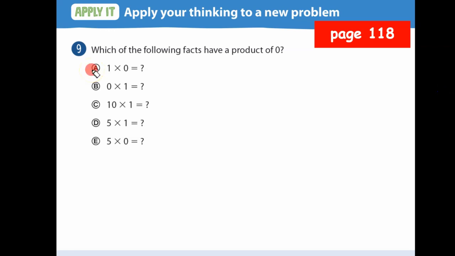So my answers for those are A, B, and E. What do all three of those have in common? They all equal 0, but they all have what? Yeah, one of the factors is 0, right? Excellent.